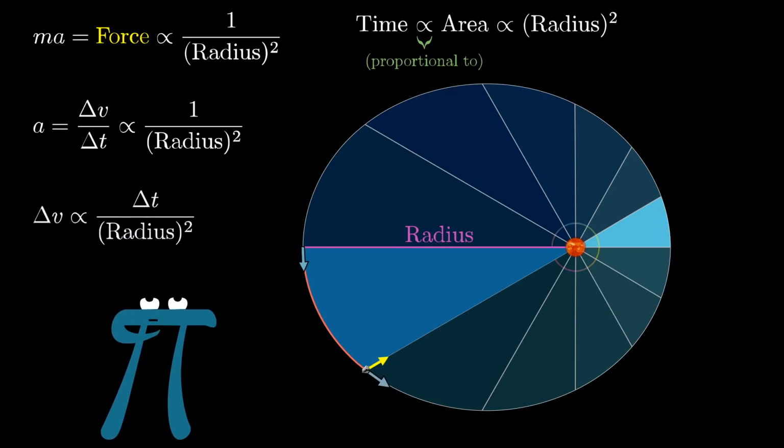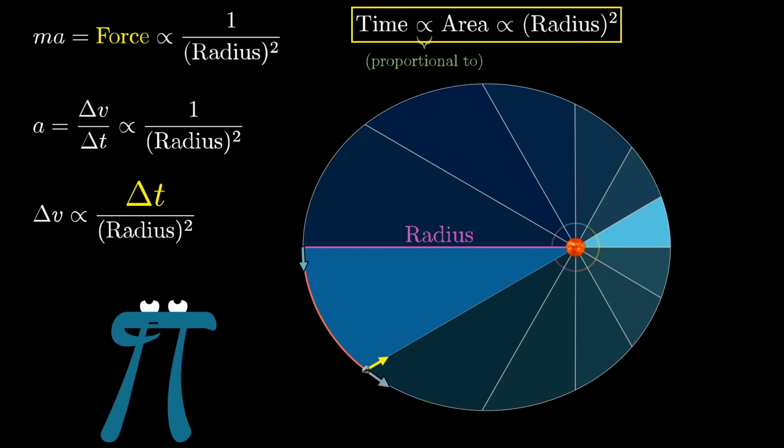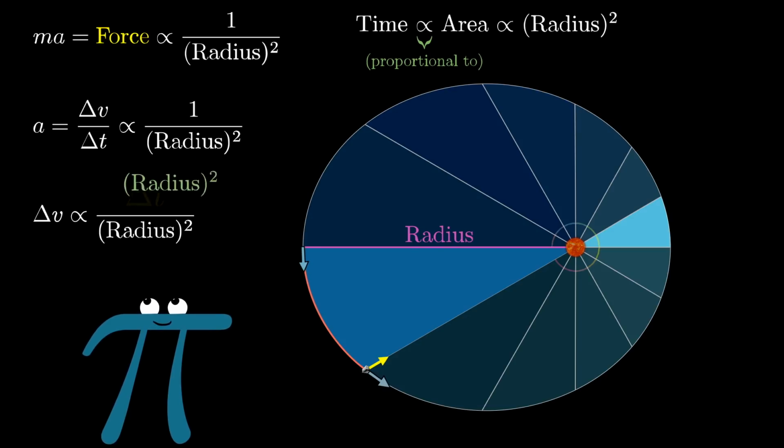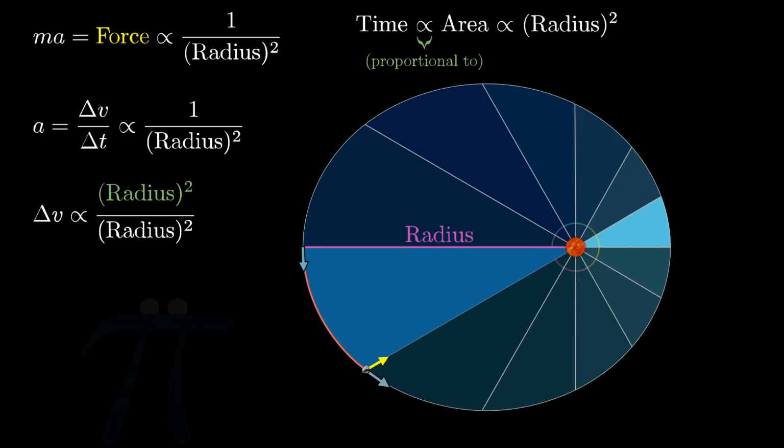That change in velocity is the acceleration times the change in time, right? What that means is that this change to the velocity is proportional to the change in time divided by the radius squared. But since the time that it takes to traverse one slice is proportional to the radius squared, these terms cancel out. So the change in velocity as it traverses a given slice is actually some constant that doesn't depend on the slice at all.